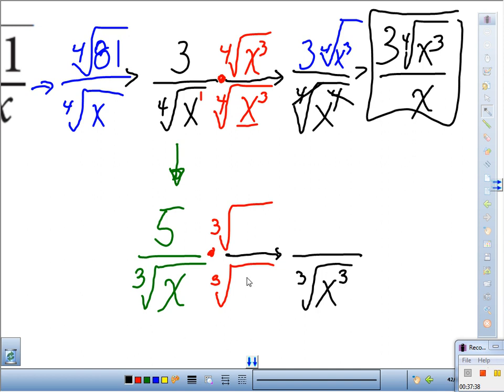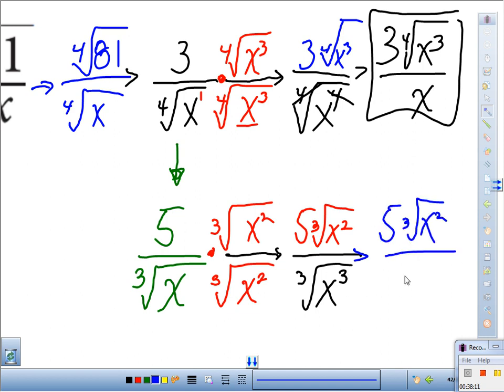Tell your neighbor what number goes here in the red, please. X to the what? X to the second. That is correct. So on top we have 5 cube root of x to the second. And for the next step, we just simplify the denominator. 5 cube root of x to the second over x. Have you got that? Yeah.